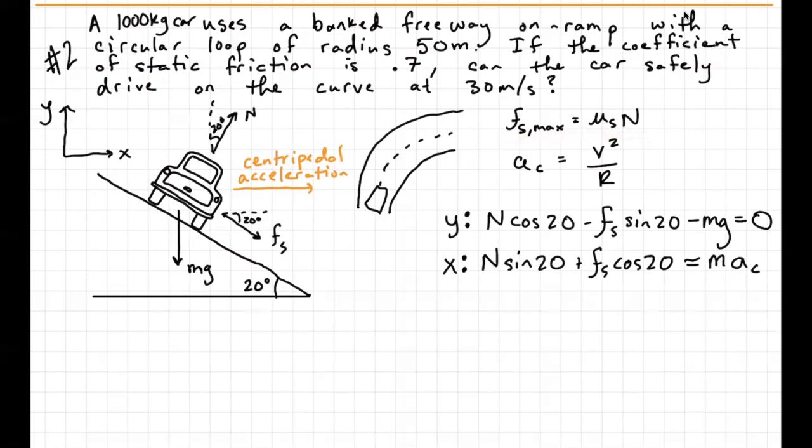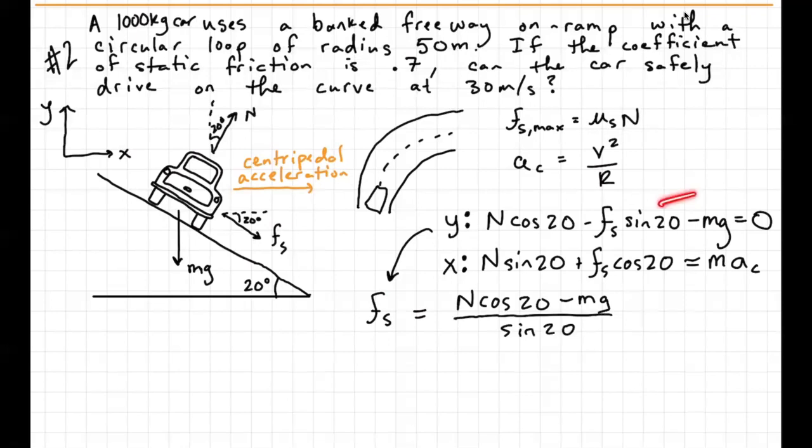Okay, so let's start by solving for Fs, let's say, in terms of n. If I take this first equation and move stuff around a little bit, then (n cos 20 minus mg) over sine 20 is Fs. And you can convince yourself that's right. All I did was move the static friction term over to the other side and divide by sine 20.